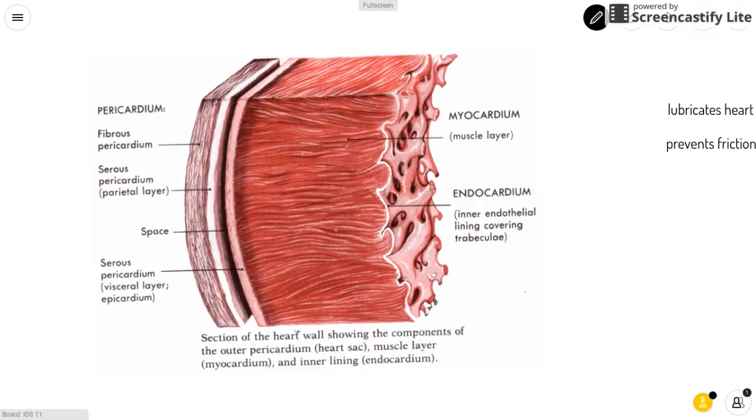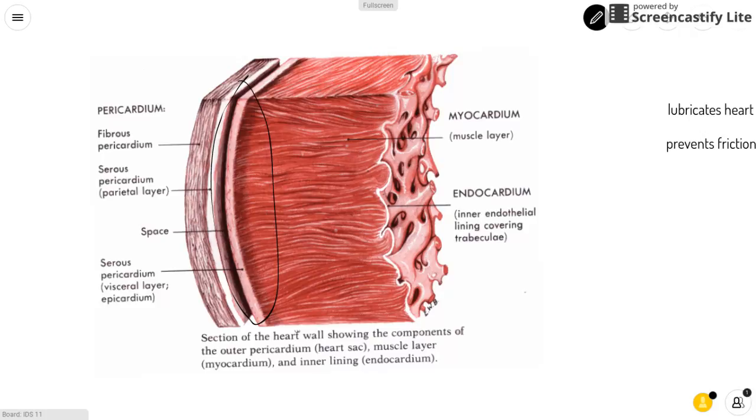So the heart wall is also made up of multiple layers. The epicardium is the outermost layer of the heart wall. And it's the same thing as the visceral layer of the pericardium. So it's the pink one here. It's a thin layer of serous membrane, a smooth tissue membrane, and it lubricates and protects the outside of the heart.